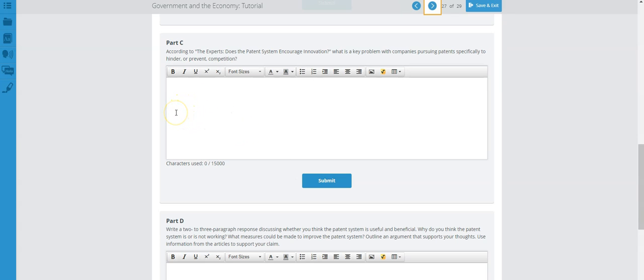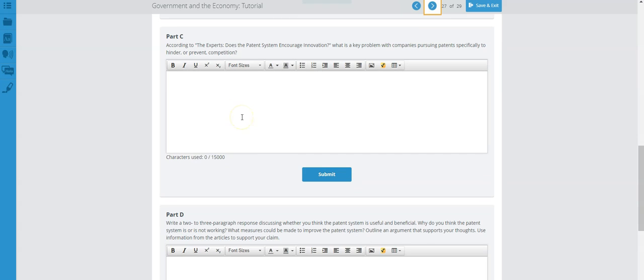Very important question here. You should have a solid response here with a solid paragraph, because patents, according to this, are not always good. And especially those companies that have the money to come up with inventions, they could actually hinder everybody else that's trying to do something, maybe with similar ideas. So make sure that you provide a good paragraph here.